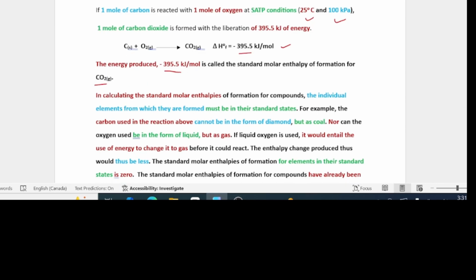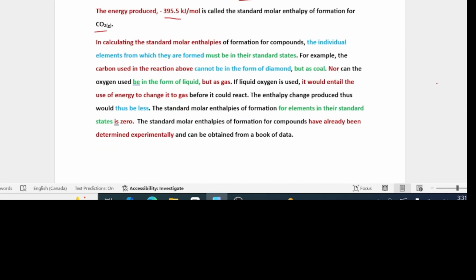What does that mean? Let us unpack this concept of standard molar enthalpy of formation. So read this paragraph here. Hopefully it makes some sense. In calculating the standard molar enthalpies of formation for compounds, the individual elements from which they are formed must be in their standard states. And the elements that are making carbon dioxide, for example, are carbon and oxygen. And these are in their standard states. Standard state means the usual states in which they're found in nature.